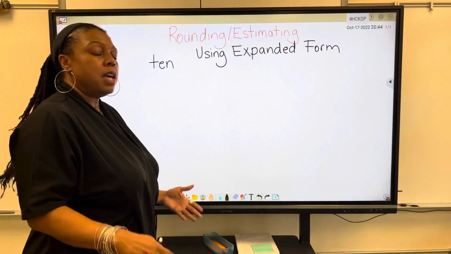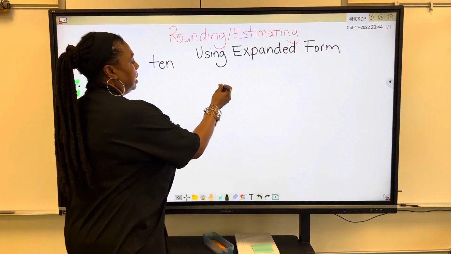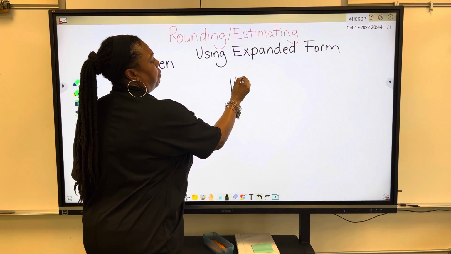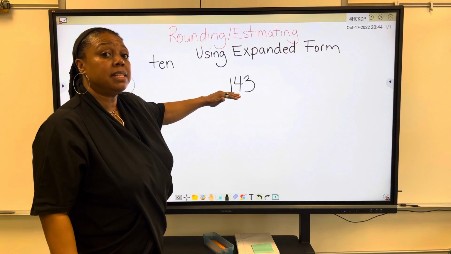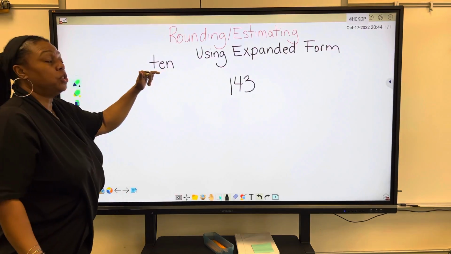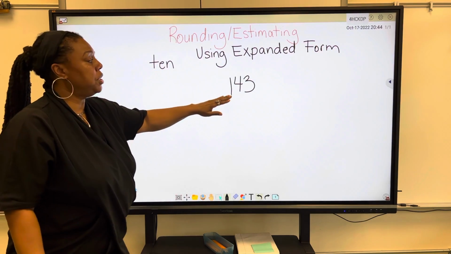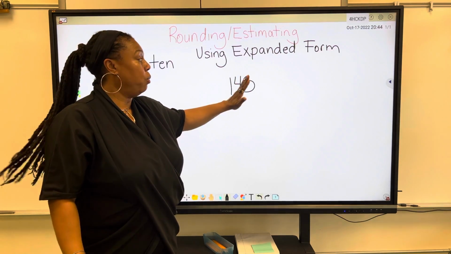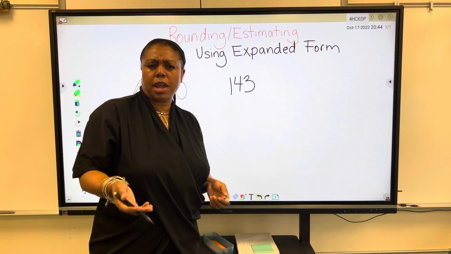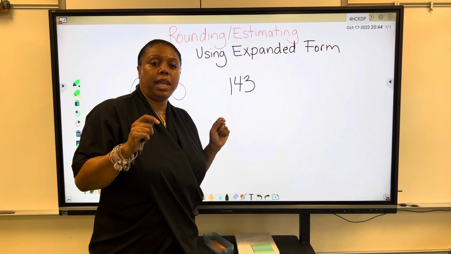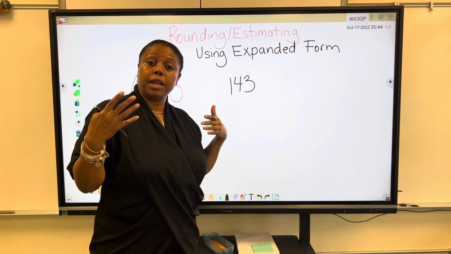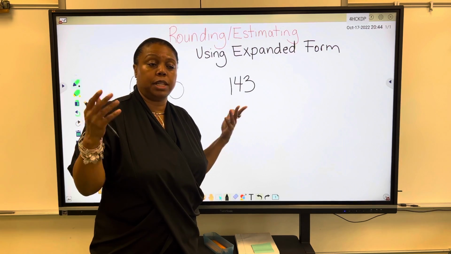So here we go. Suppose we have the number, let's take 143. And I want to estimate or round this number to the nearest or closest 10. Well, the first thing you do is to write this number in expanded form. And if you don't know how to write this number in expanded form, I will put a video in the comments that will explain to you how to write numbers in expanded form.